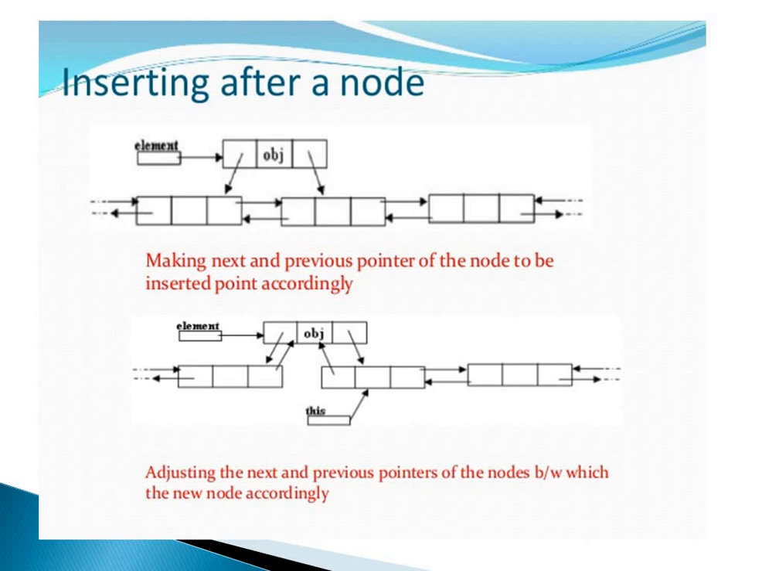Then insertion after a node, in between, if you want to add any new node. Same thing: this is your first node, this is your second node, this is your third node, and you want to add a node between the first node and the second node. So make the next and the previous pointers of the node to be inserted point accordingly. The next pointer of the first node will be the address of the new node, and the address of the new node will become the previous pointer of the second node in the new list. This is the entire procedure: adjusting the next and the previous pointers of the nodes around the new node accordingly.